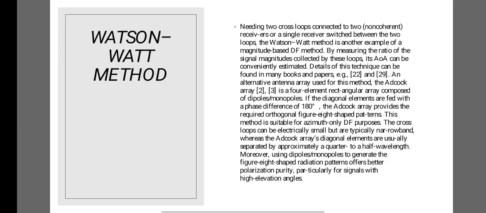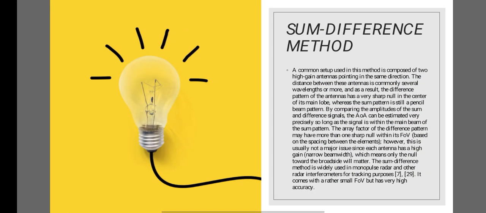And the other method is the sum difference method. Here, the common setup used in this method is composed of two high gain antennas pointing in the same direction. The distance between these antennas is commonly several wavelengths or more, and as a result, the difference pattern of the antennas has a very sharp null in the center of its main lobe, whereas the sum pattern is still a pencil beam pattern.